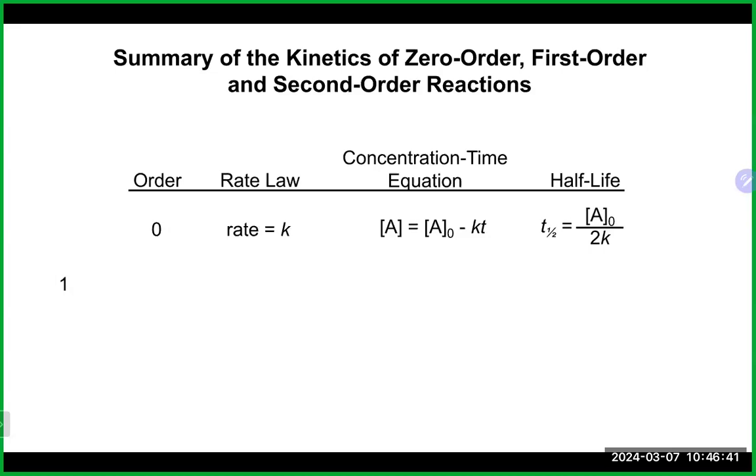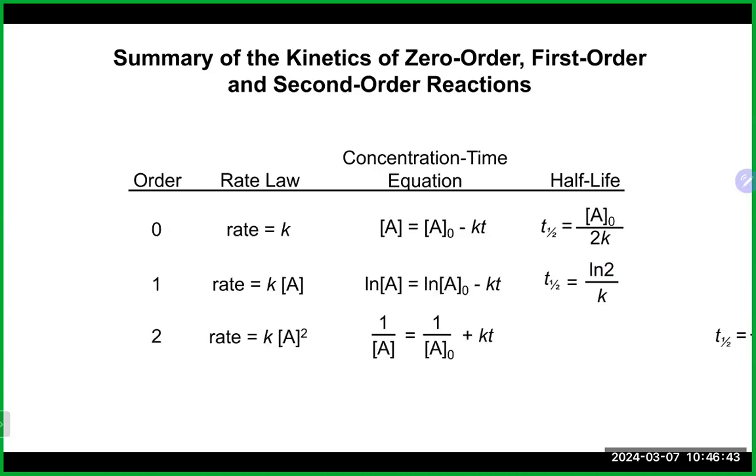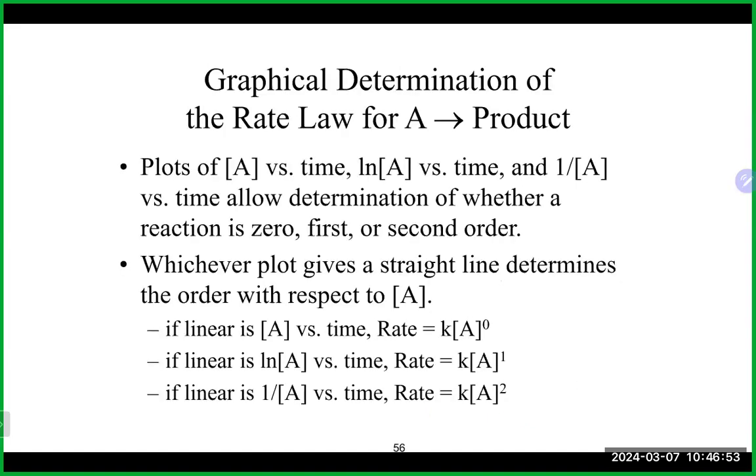Here's a nice table. It summarizes all the formulas here for the different orders along with the half-life equations. And again, you are responsible for these. So make sure you do know them. And also, as we talked about graphically, which is a very common way that we determine the order of reaction, and really what you're going to do in the experiment afterwards, we're looking at those graphs and understanding which one's more linear will allow you to figure out first order, second order, and zero order.